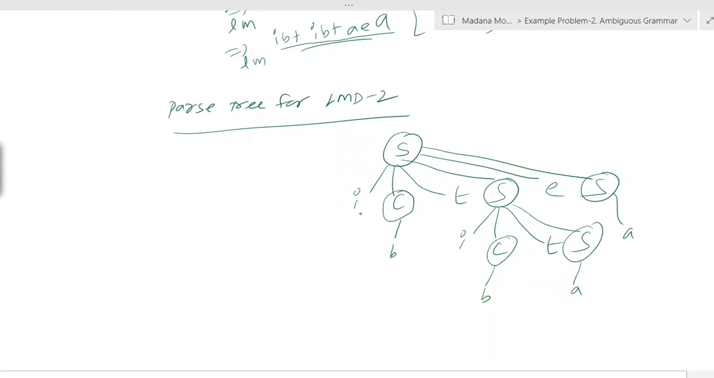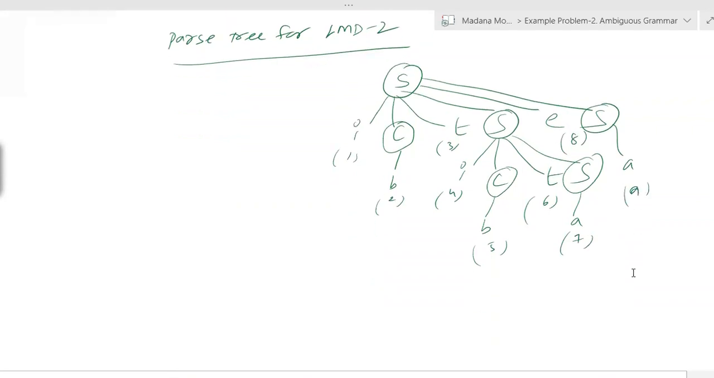Now take all leaf nodes in order from left to right. Provide the numbering. So this is 1, 2, 3, 4, 5, 6, 7. So E is the 8, then the ninth one is A. Now you can write the yield of the tree, from left to right without including null. The first one is I, second one is B, third one is T, fourth one is I, fifth one is B, sixth one is T, seventh one A, eighth one E, ninth one A. Now you can see this is our required string.